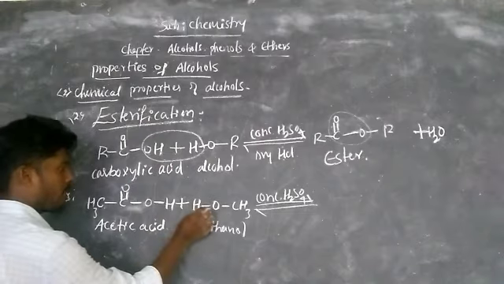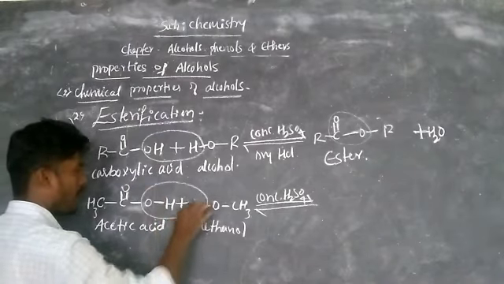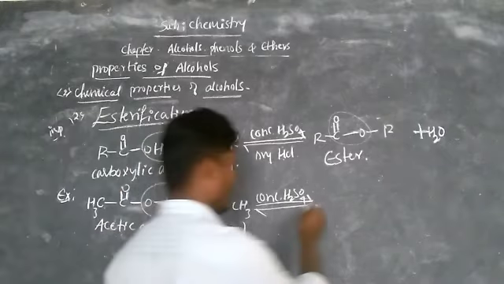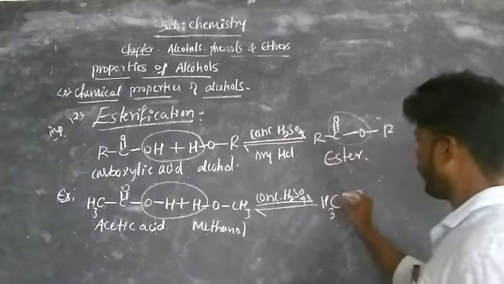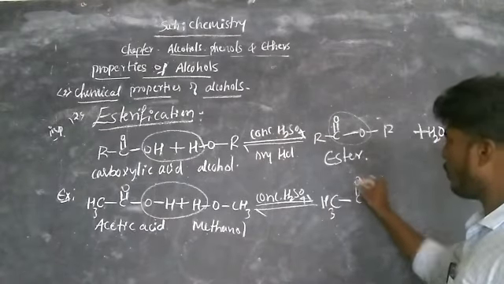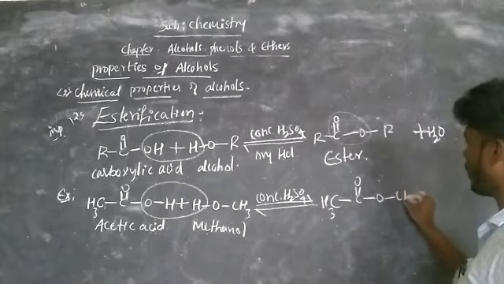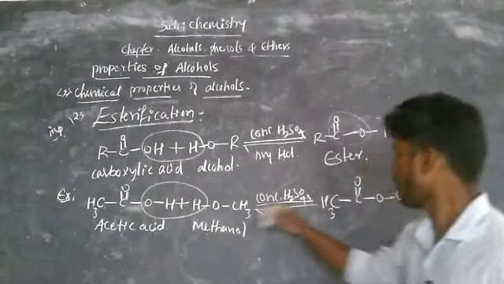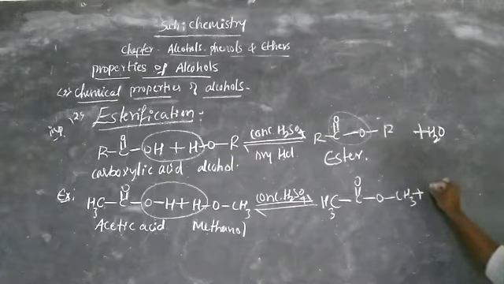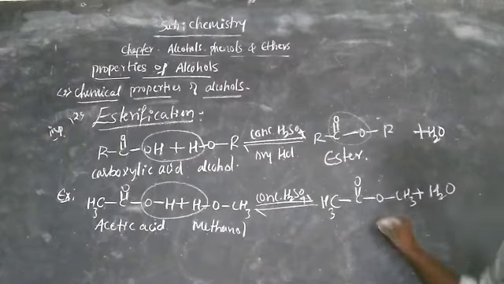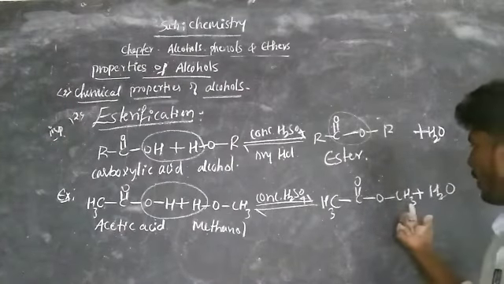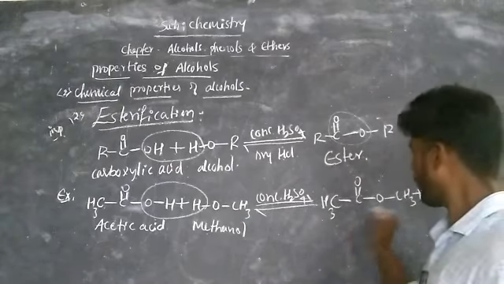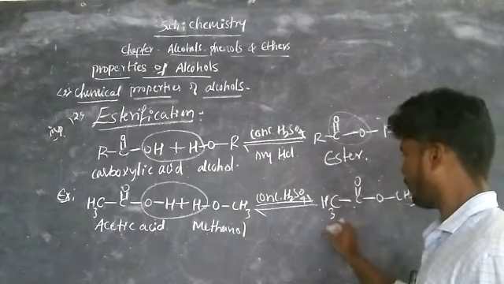What you get: this hydrogen and this OH become water, and the remaining thing is CH3-C double bond O-O-CH3. Okay, CH3-C double bond O-CH3 plus H2O. So what is its name? That is methyl acetate. Its name is methyl acetate.